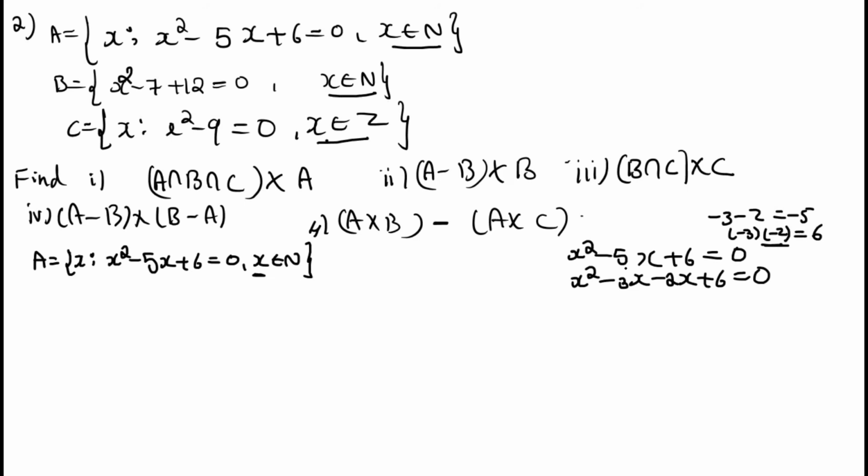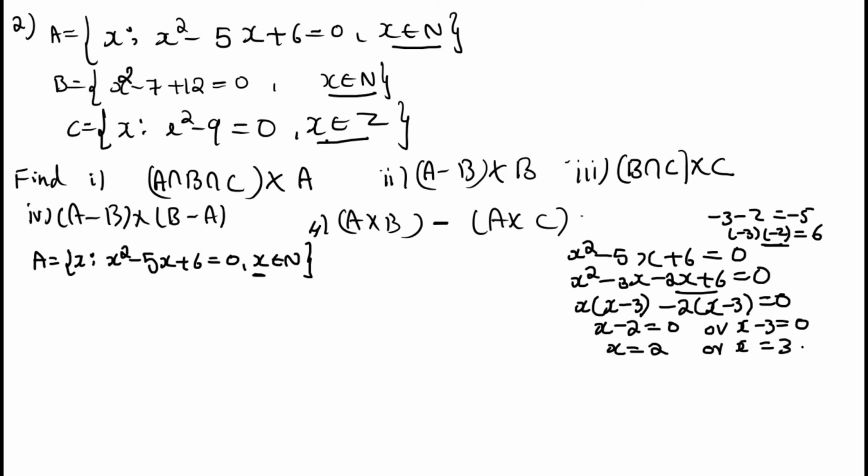So you can write minus 5x as minus 3x into minus 2x. Okay, so here take x outside, you will get x minus 2. In the second sum, take minus 3 outside, you will get x minus 2 equal to 0. In the next step, x minus 2 equal to 0 or x minus 3 equal to 0. This implies x is equal to 2 or x is equal to 3. See, 2 is a natural number, 3 is a natural number. Therefore, set A is equal to {2, 3}.